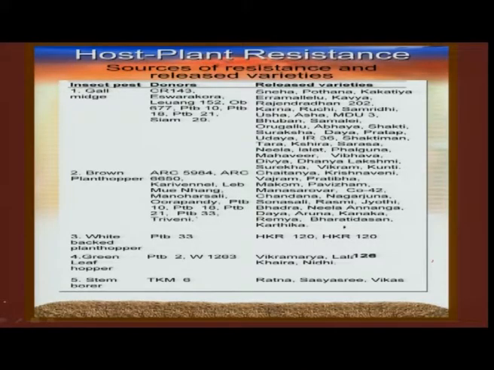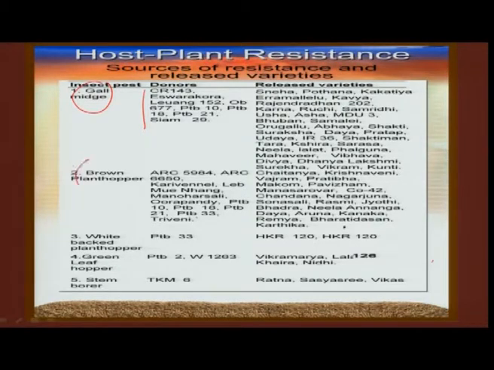So, we need to have a tolerant or resistant variety. Now, across the country, a lot of varieties have been released. In fact, the scientists have gone to the stage of identifying the resistance source or the donor cultivars for various insects. In this table, you can very clearly see for gall midge, across the country, some of the donor cultivars which are low yielders, but they are highly resistant to gall midge.